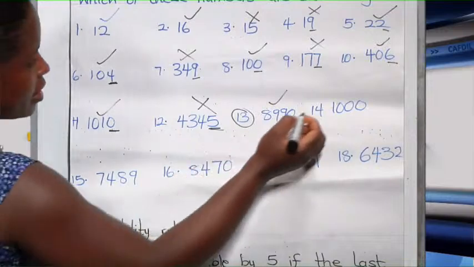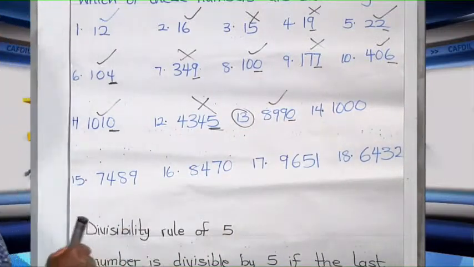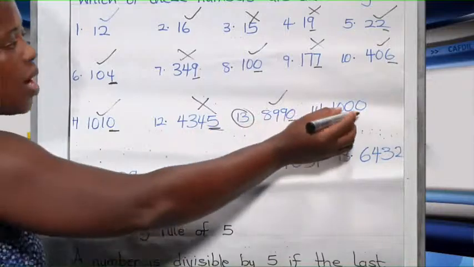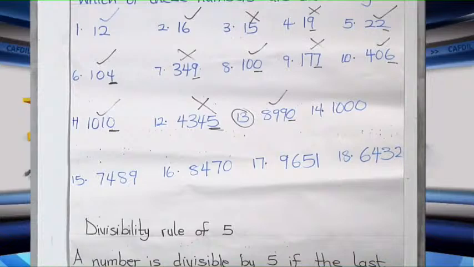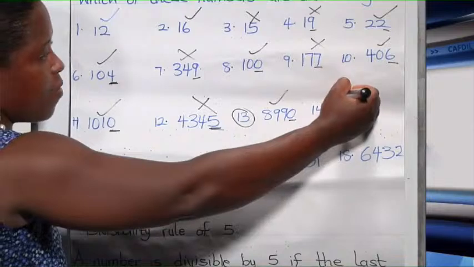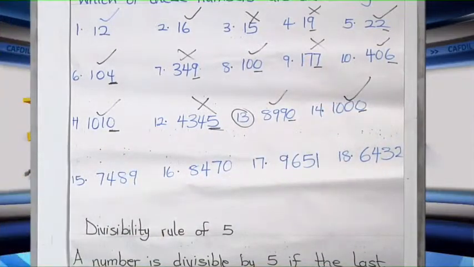We have 14. It is 1,000. Is 1,000 divisible by 2? The last digit is 0. Therefore, it is divisible by 2. Number 15, 7,489. Check whether it is divisible by 2 or not.